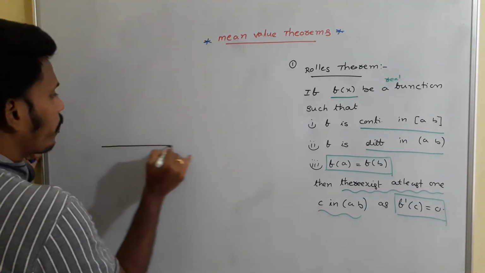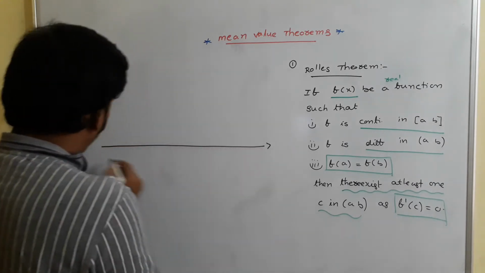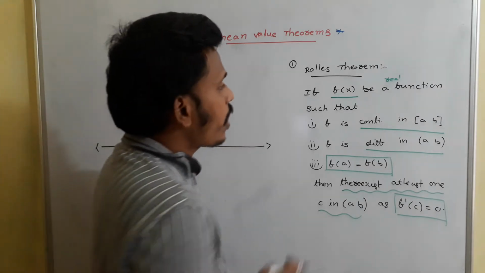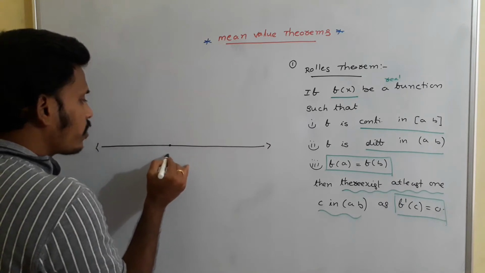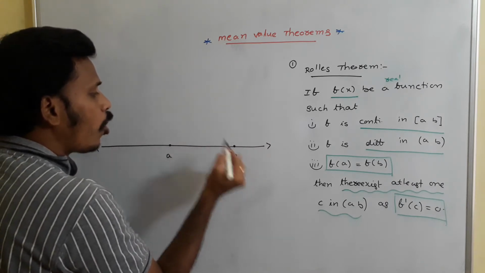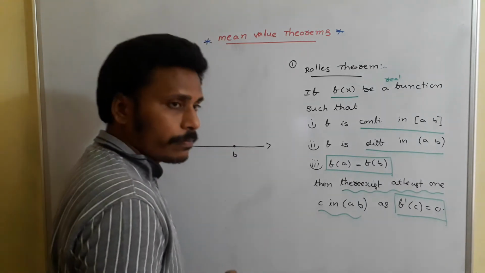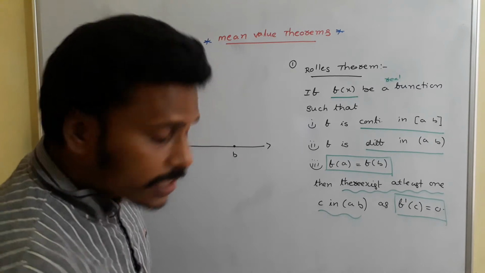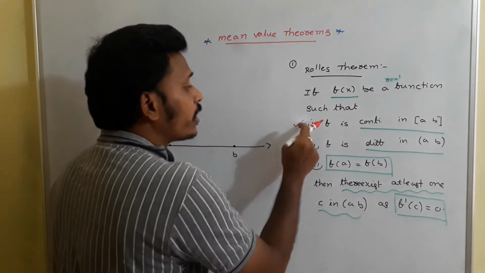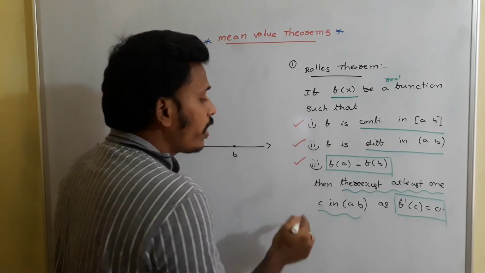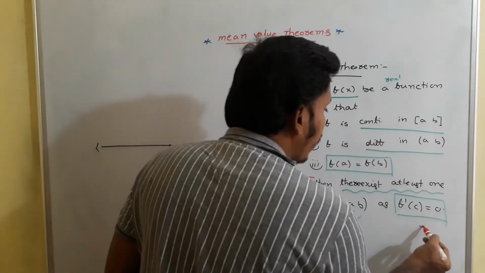Suppose this is the x-axis. Since it's a real function, the domain is this x-axis. We need to identify the interval [a, b]. Somewhere we have a on this x-axis and somewhere we have b on this x-axis. What Rolle's theorem states is that if there is a function satisfying these three conditions, then only there is a chance to find such a c in that interval as f dash of c is equal to 0.